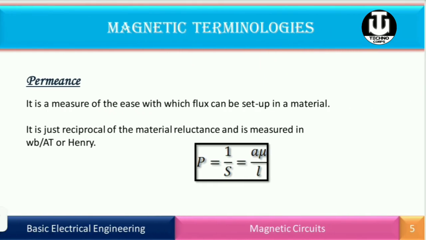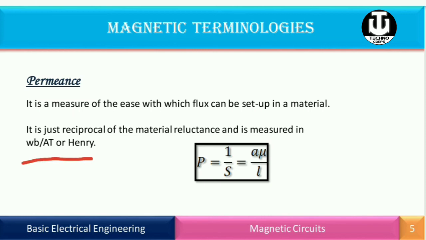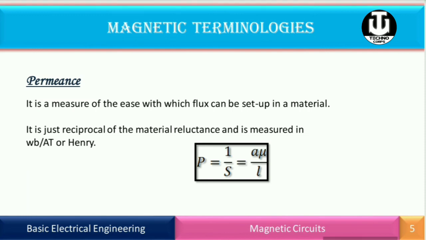Now the last term is permeance. Permeance is just the opposite of reluctance, like conductance is the opposite of resistance in the electric field. Permeance is the quantity which gives a measure of the ease with which flux can be set up in a material. It is the reciprocal of reluctance, with the unit Weber per ampere turn, which is also known as Henry. So this is all about the very important terms related to the magnetic field.